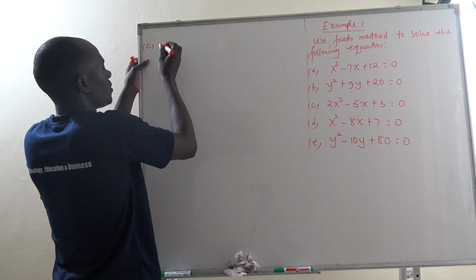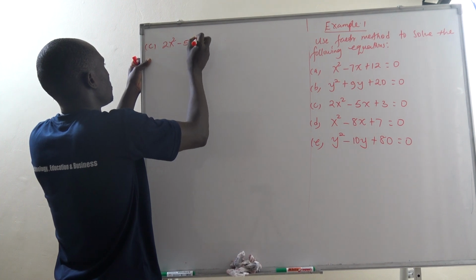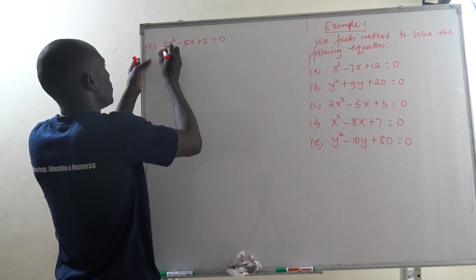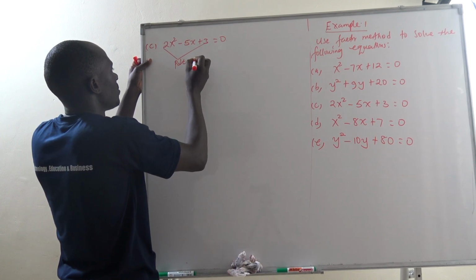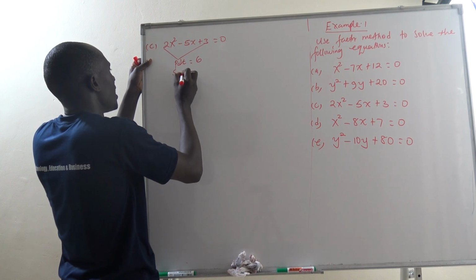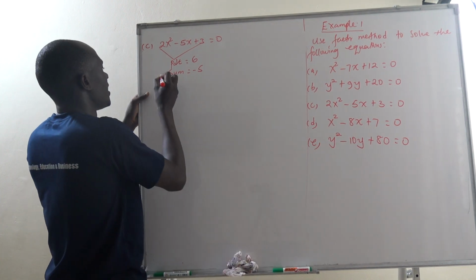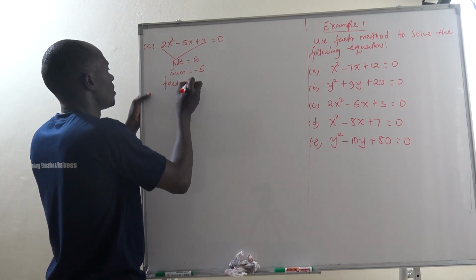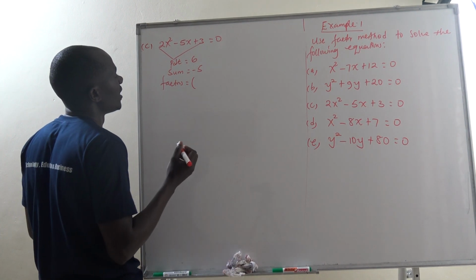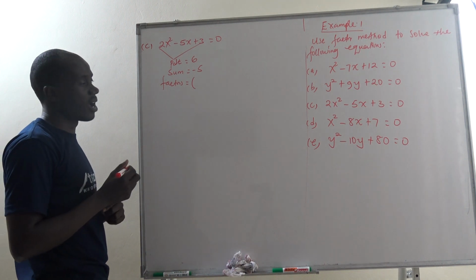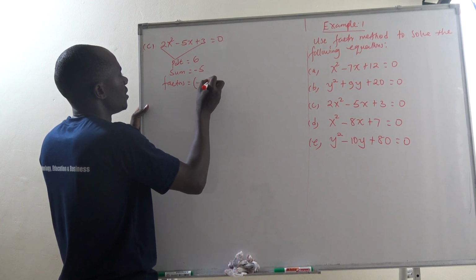Solution for part C goes 2x squared minus 5x plus 3 equals 0. We also look at the product. What is the product? You say 2 times the last, 2 times 3, you get a 6. What is the sum? Sum equals negative 5. We look at the factors. Think of 2 numbers. When you multiply them, you get a positive 6, and when you add, you get a negative 5. So those are negative 2, negative 3.